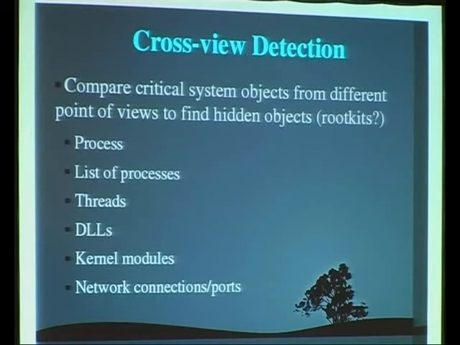So you compare critical system objects from different points of view, and if you see a difference between views, you can tell that something's wrong inside the system, and it can be a rootkit. So far we perform cross-view detection on processes, threads, DLLs, kernel modules, network connections, and ports.